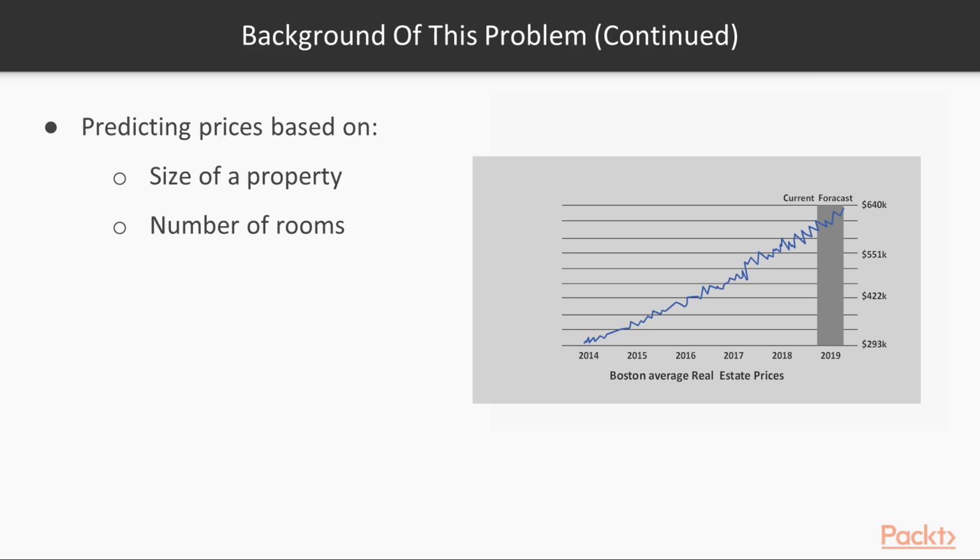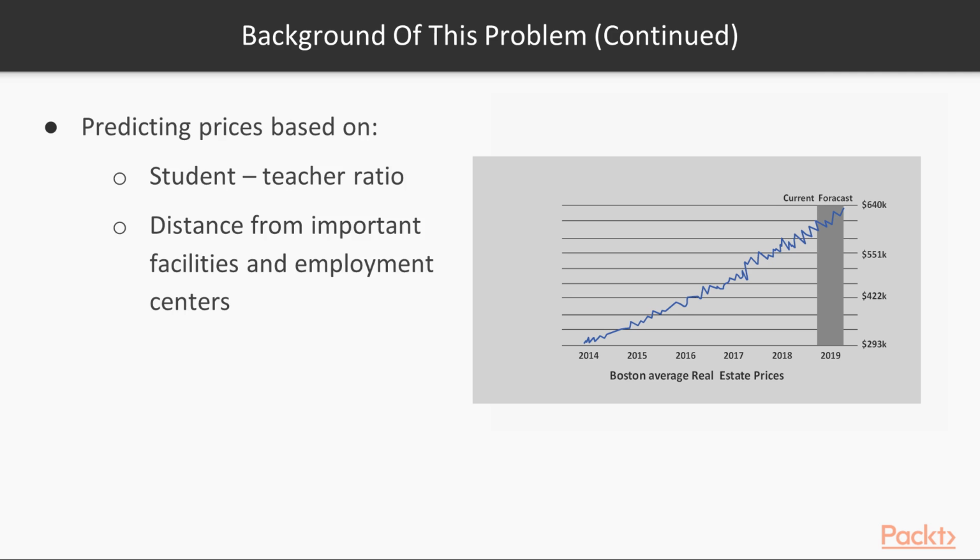Now, there are certain features that will impact the price as well. Those are not so obvious. For example, we have crime rate in a particular area, which has significant impact on a price. Is there an industrial zone close by? We are also going to take student-teacher ratio into consideration. All these features will play a role in our price prediction.